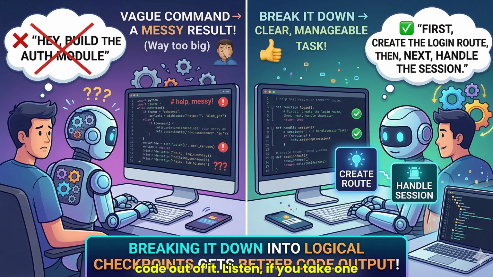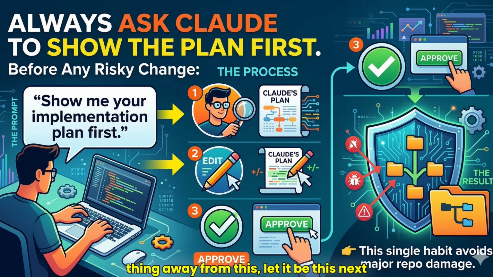Listen, if you take one thing away from this, let it be this next habit. This might be the single most important thing to learn, especially before you let the AI make any big, scary changes. Just ask it one simple thing. Show me your plan first. That's it. It lets you see its logic, you can correct it if you need to, and you give the final okay before it ever touches a single line of your code.